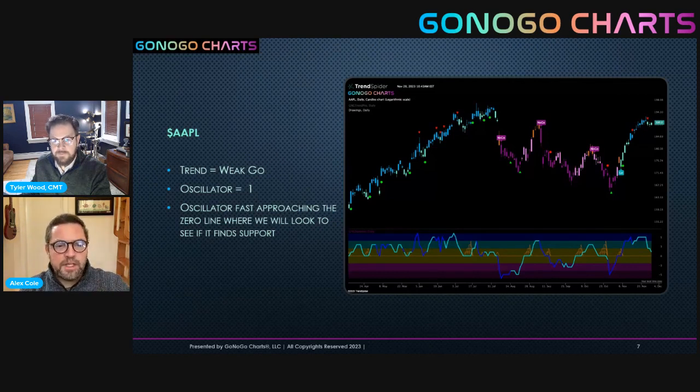Remember, in both of these cases, if we do find that support at the zero line, what will we see? We'll see a trend continuation icon that tells us that it's okay. It's a relatively low risk opportunity to enter the trend that's already in place.